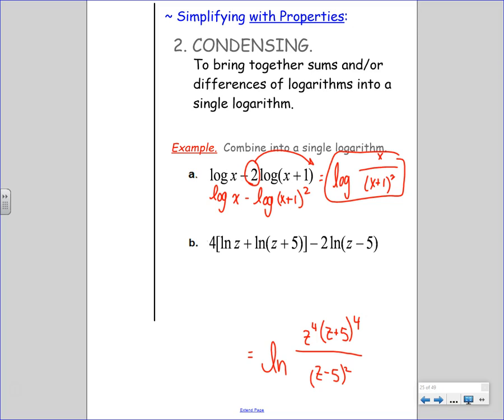How? Someone tell me how to start. Don't tell me the answer. I already wrote it down. How to start. Thomas, what would you do?